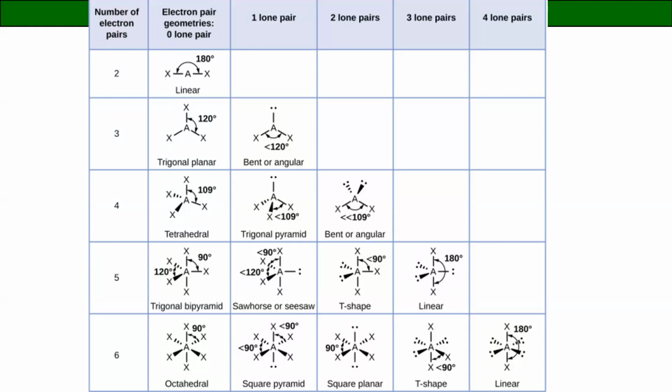So we can tell the difference between a bent molecule that's tetrahedral and a bent molecule that's trigonal planar. But as far as the test goes, they're both just going to be bent. If you just wrote bent for each of them, that'd be fine.